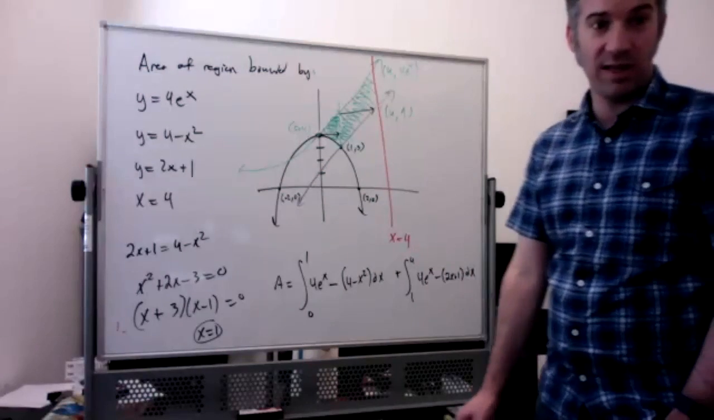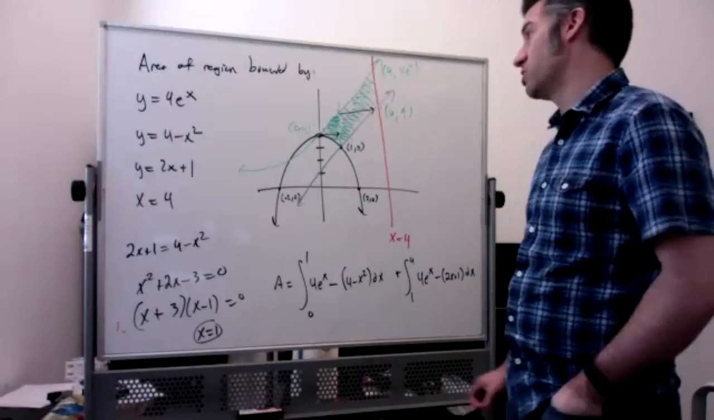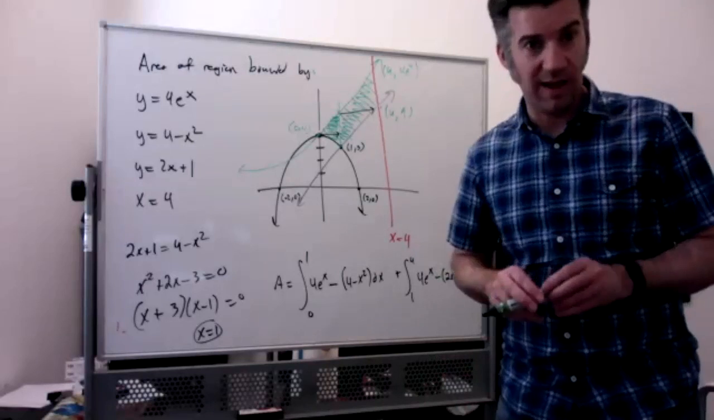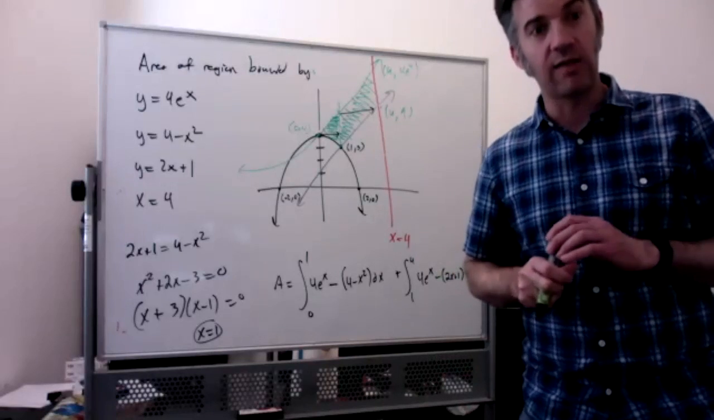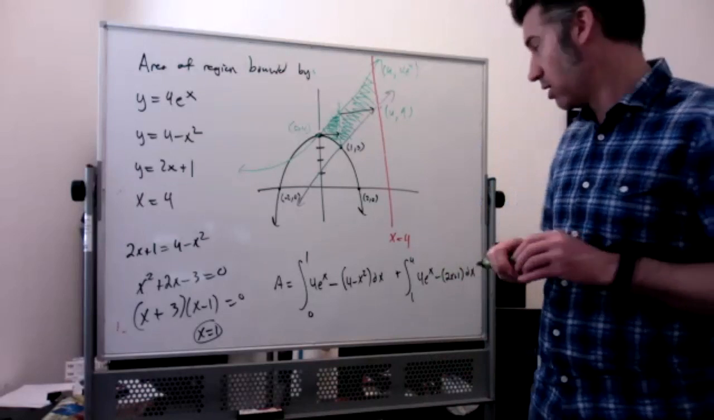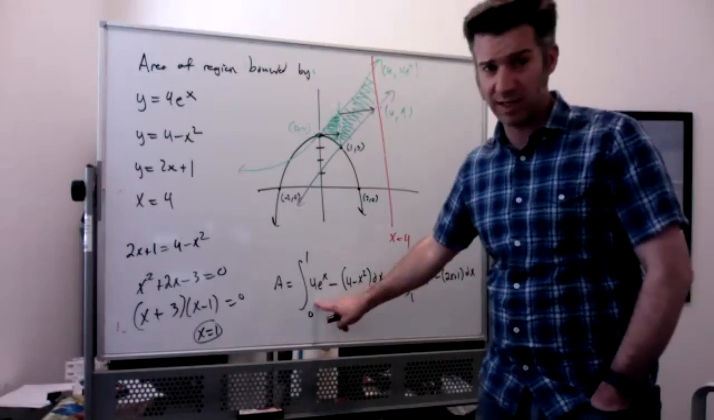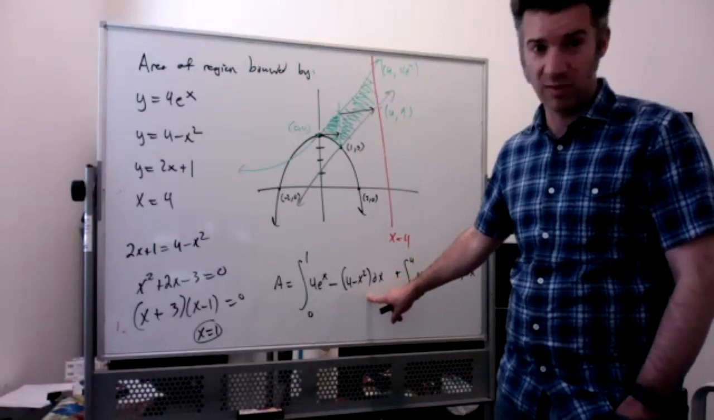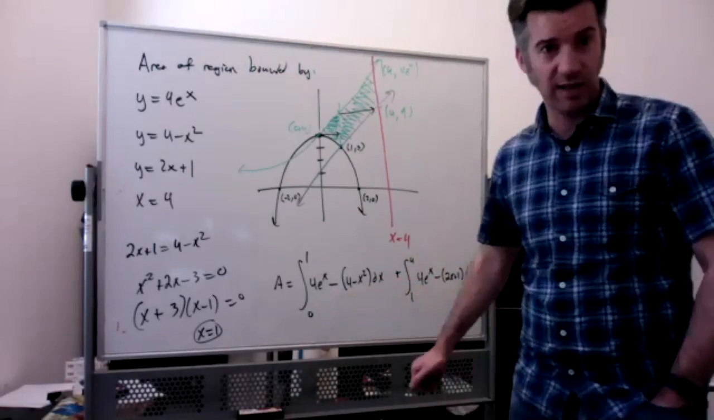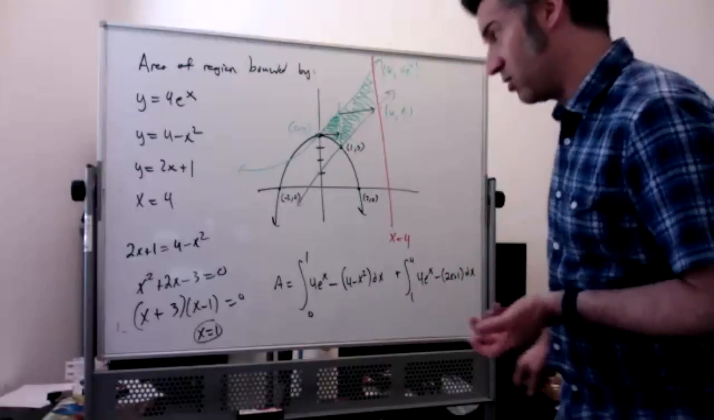And that's how you would set that problem up. I don't think we should spend our time evaluating that. I think you are all capable of integrating this and plugging in those limits of integration. The integral of 4e to the x is just 4e to the x. The integral of 4 is 4x. The integral of x squared is x cubed over 3. I think you guys got this one. But that's how you would set this problem.